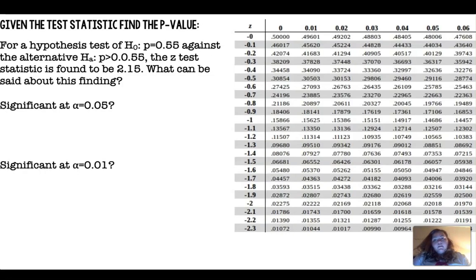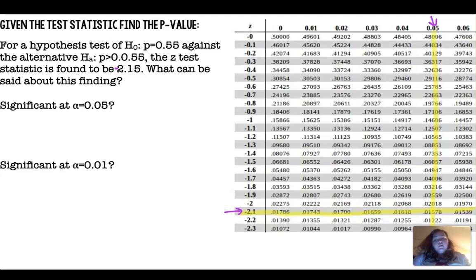Given the test statistic, find the p-value. For a hypothesis test of your null hypothesis p equals 0.55 against the alternative p is greater than 0.55, the z test statistic is found to be negative 2.15. What can be said about the finding?